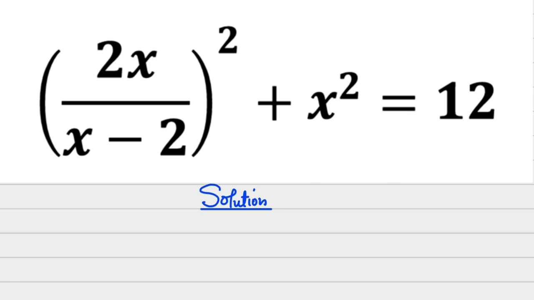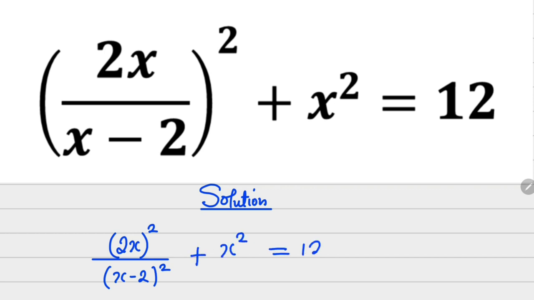Now let's solve this question. Look at it displayed on the screen. So the first thing I need to do in this case is to have it as (2x)² over (x minus 2)². It's a very valid process. Then this is plus x squared is equals to 12.